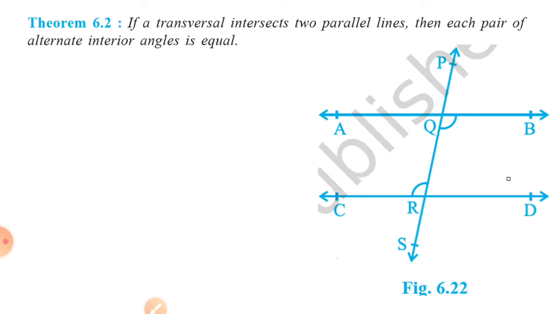Now the next theorem is, if a transversal intersects two parallel lines, then each pair of alternate interior angles is equal. Okay, so here is the figure. AB and CD are the parallel lines, and transversal PS cuts those lines at point Q and point R here.